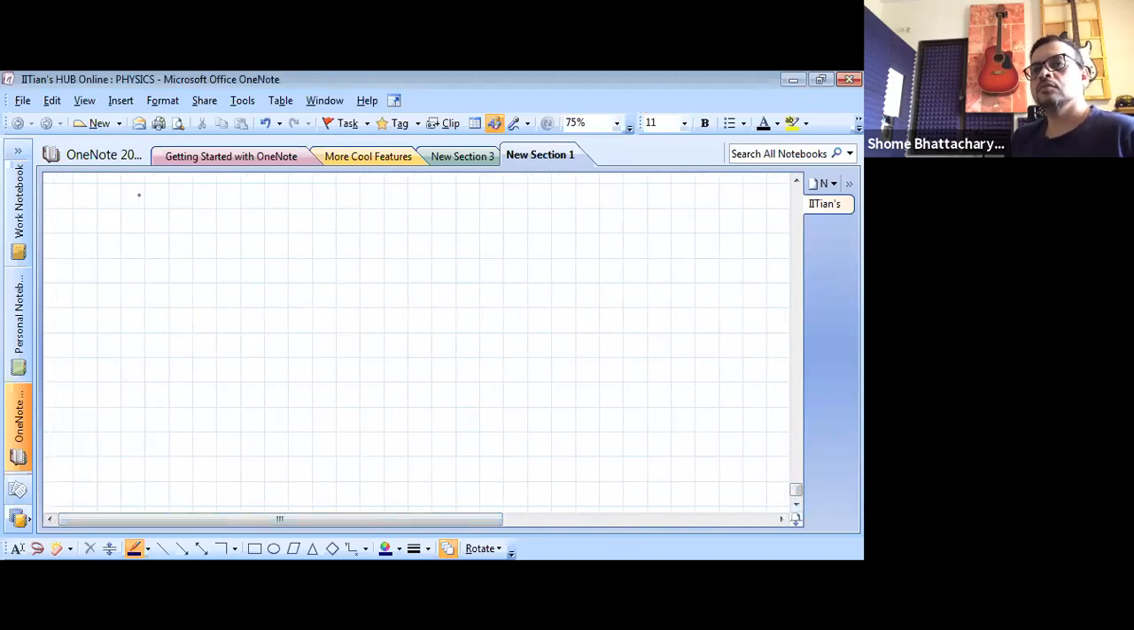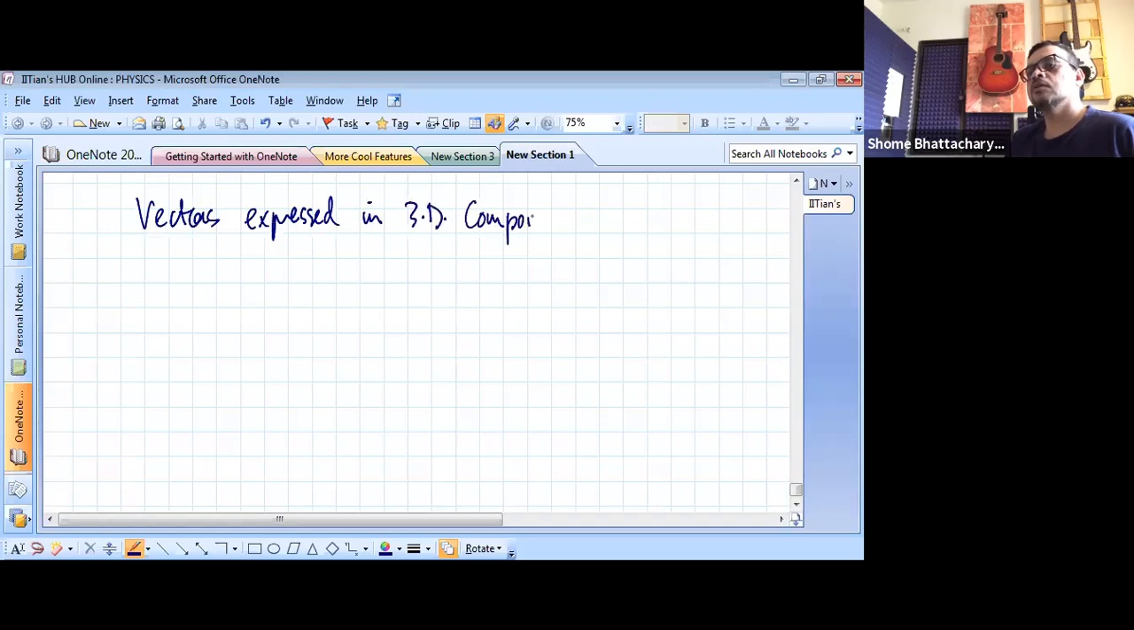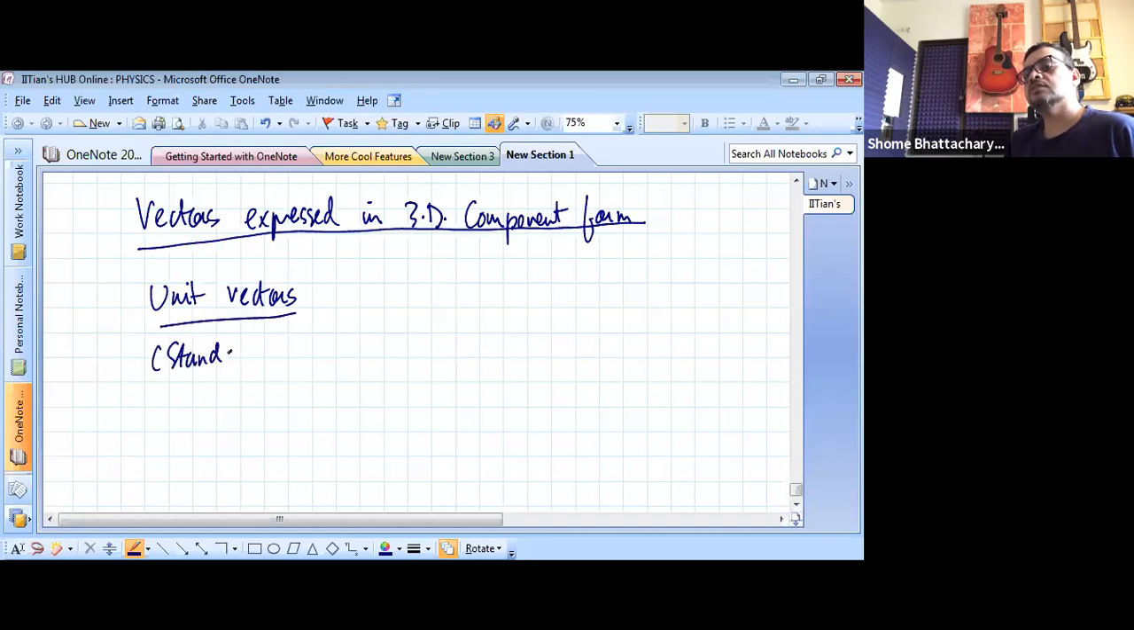So now, vectors expressed in three-dimensional component form. Now that we have understood the three-dimensional coordinate frame, they are expressed in terms of unit vectors, or what we call the standard unit vectors.